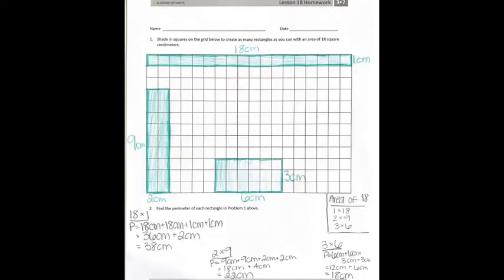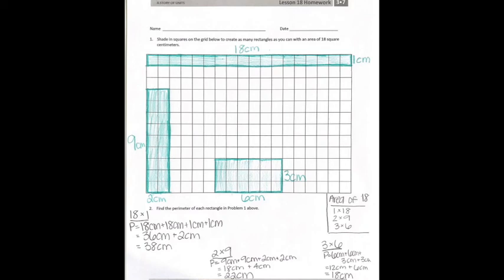We are going to begin this lesson by going over the Lesson 18 homework, so go ahead and grab that and make sure it's in front of you, and then we're going to begin. Number 1 says, shade in squares on the grid below to create as many rectangles as you can with an area of 18 square centimeters.